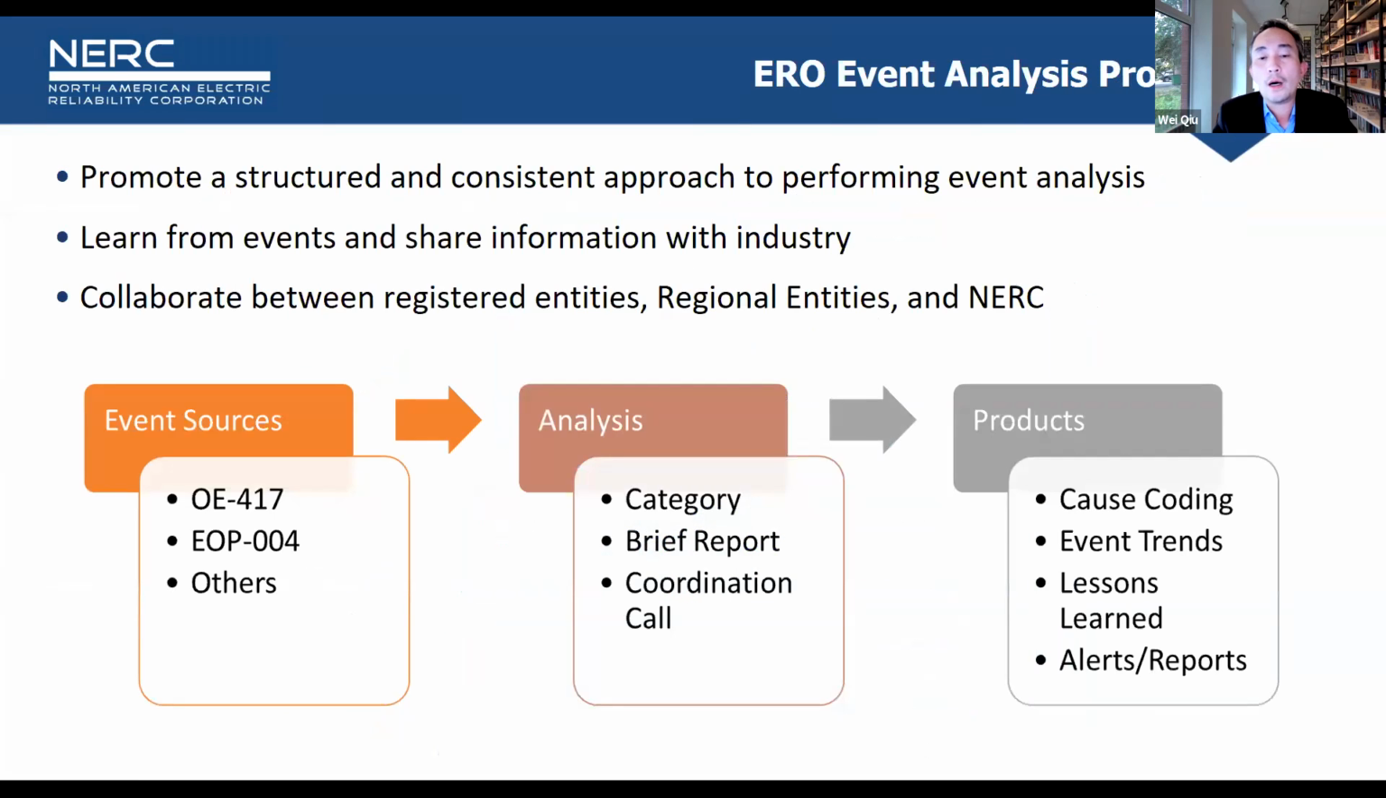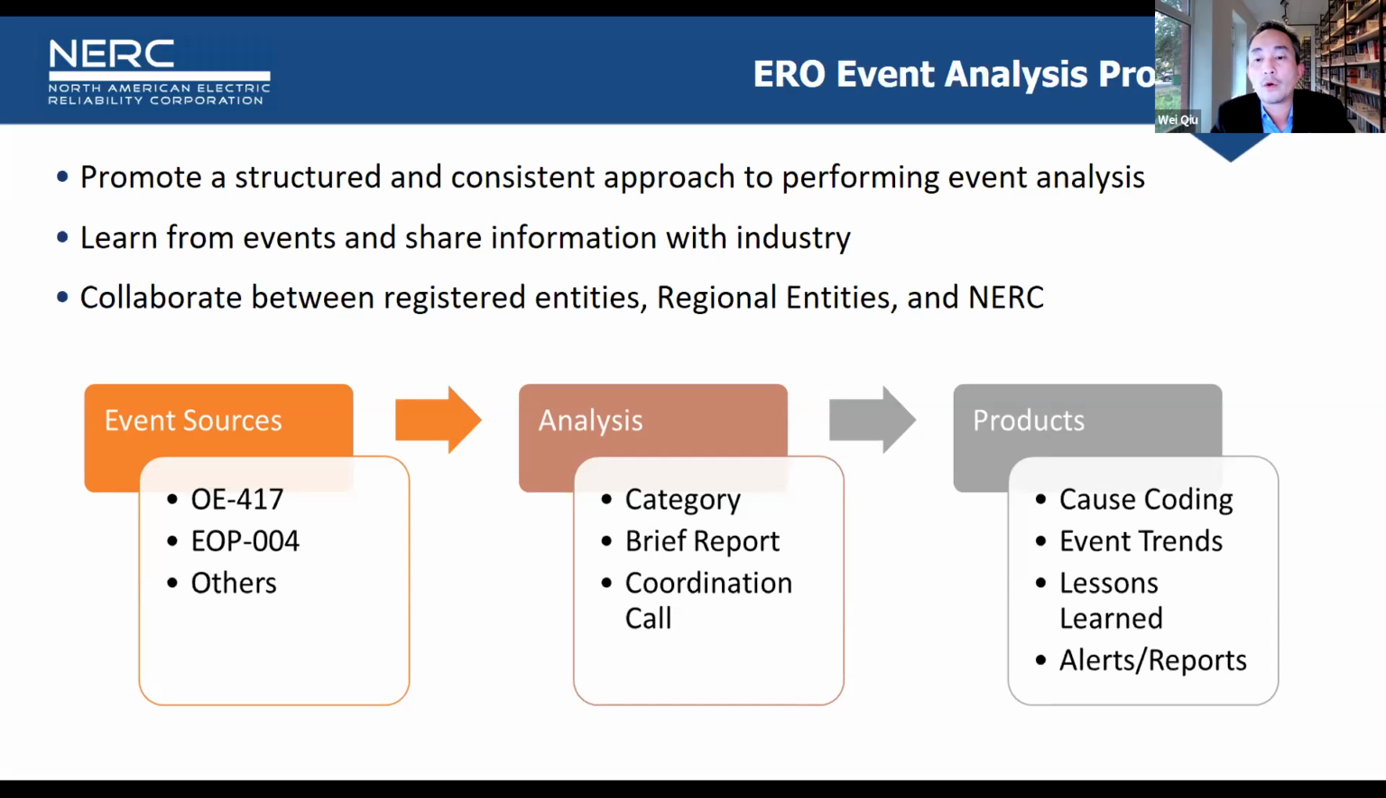Once we know that they have categorized this event, we work with the entity to get a more detailed report. We call it a brief report. In the brief report, we can learn the details about this event: what happened, when, and how it happened. The entity will also tell us about the post-event investigation, like maybe they talked to a vendor and did more testing, and they share the cause of this event with us.